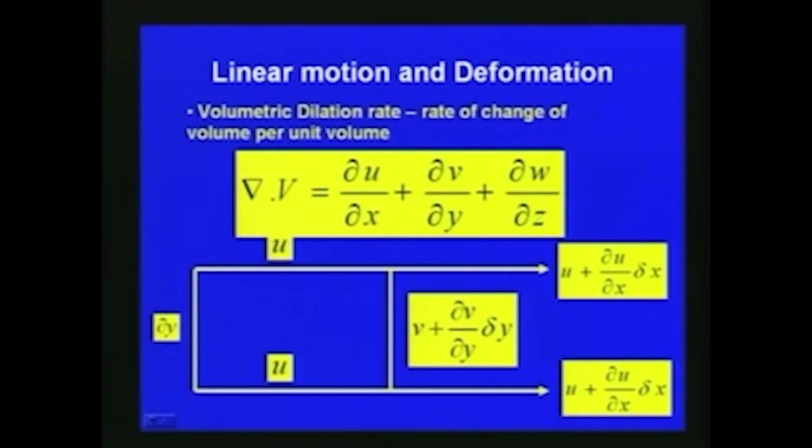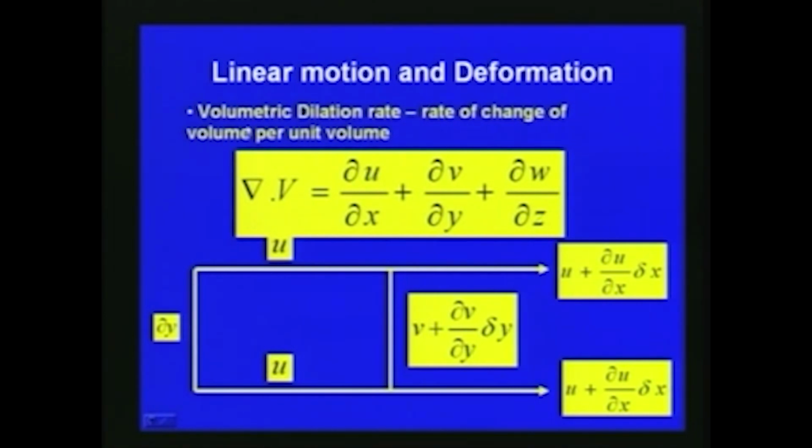Before going to the differential form of the continuity equation, in this slide we will see the linear motion and deformation. We will see with respect to fluid movement how the linear motion and deformation takes place. Here you can see a container, delta y is the size, delta x is in this direction, velocity in the x direction is u, and velocity in the y direction is v. From one section to another, the velocity changes to u plus del u by del x into delta x, and in the y direction to v plus del v by del y into delta y.